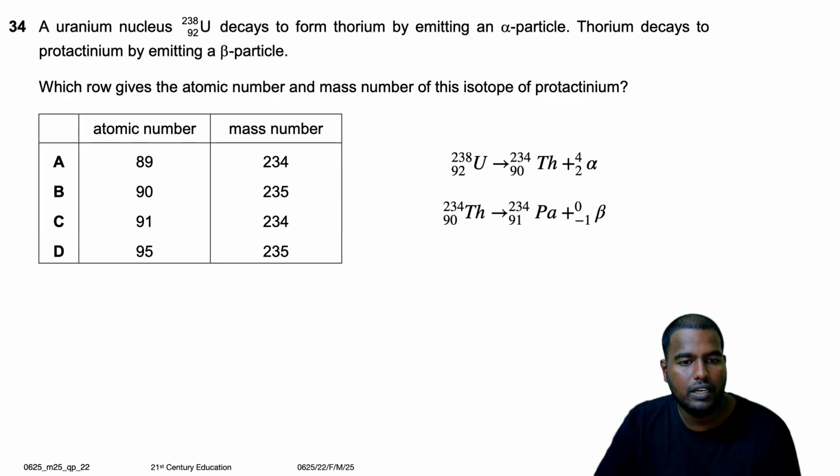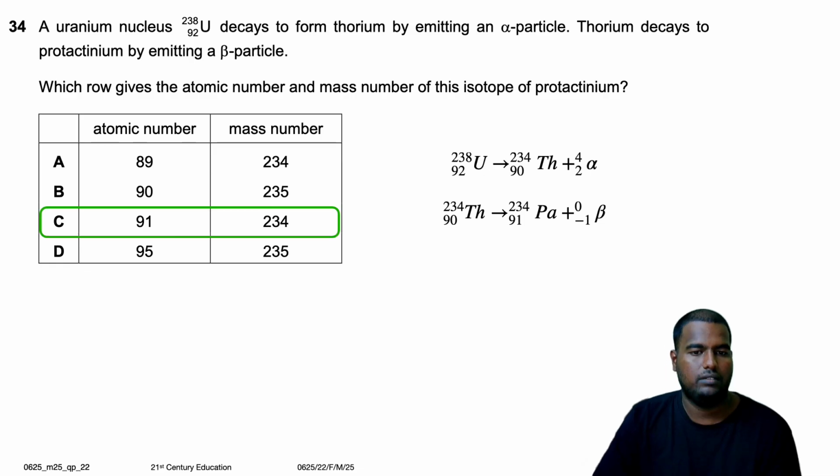234 remains the same. Only the proton number 90 increases by 1 from thorium to Pa-1. So atomic number is 91 and mass number is 234. Option C.